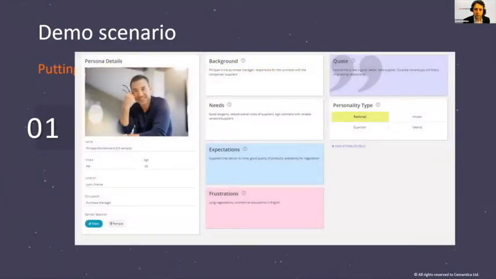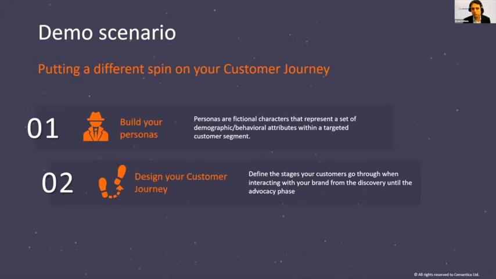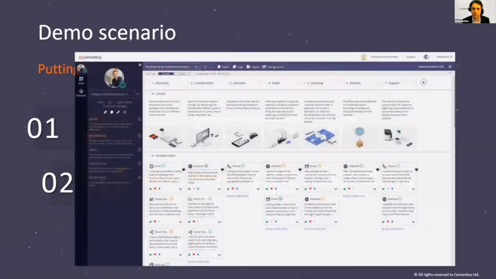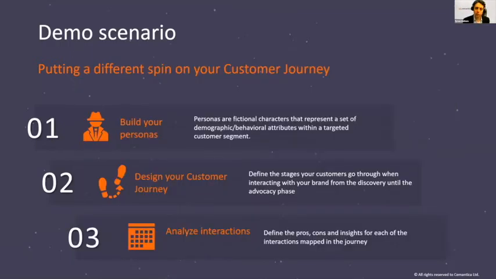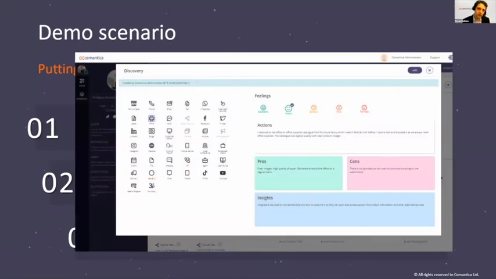We are going to see today Philippe Montelimar, who is a purchase manager, and we are designing a customer journey map for this person in Semantica, and building the different stages of the journey. Afterwards, we're analyzing the interaction. So we are actually trying to figure out from each interaction of Philippe Montelimar what went well, what went wrong, and what type of insights we have from these interactions. We're also measuring the level of satisfaction of Philippe.